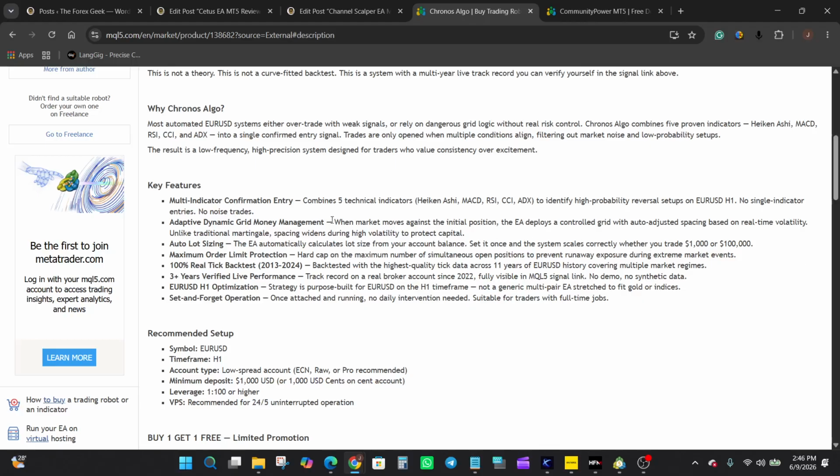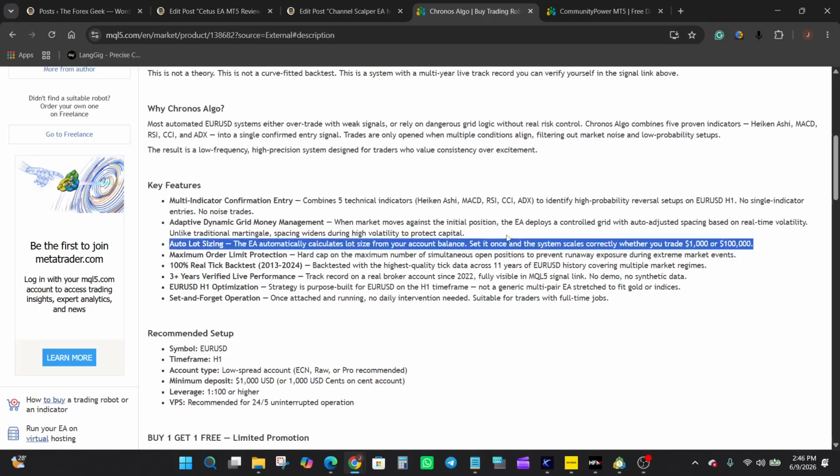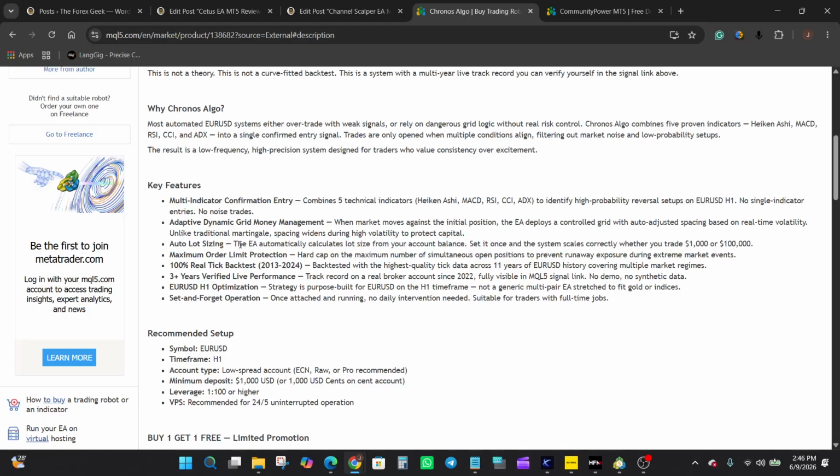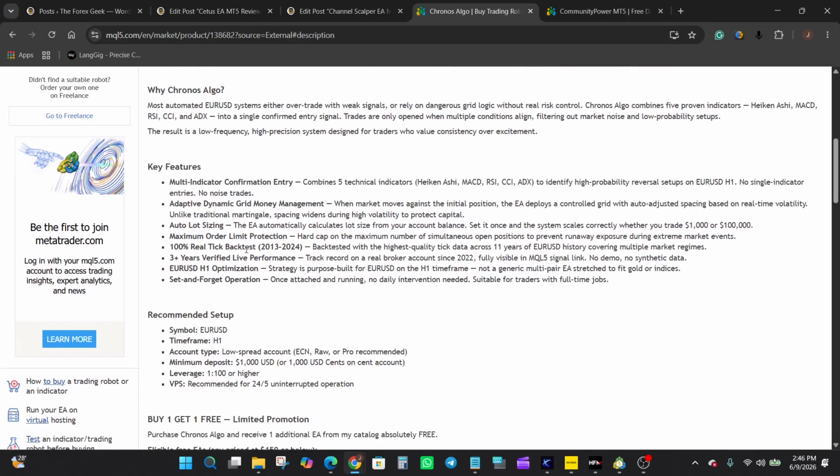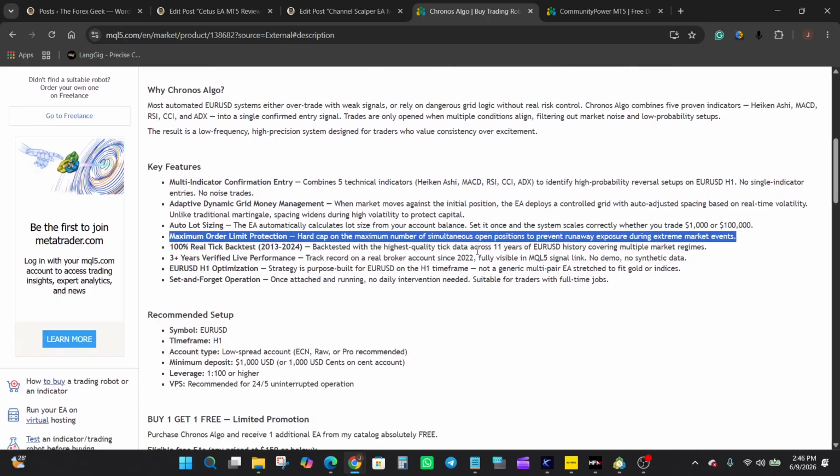Now, there is also auto lot sizing, which means trade size is calculated based on account balance. So the system scales automatically depending on the size of the account being used. Then risk control is also mentioned through a maximum order limit, which helps prevent overexposure during extreme market movement by capping how many positions can be open at once.